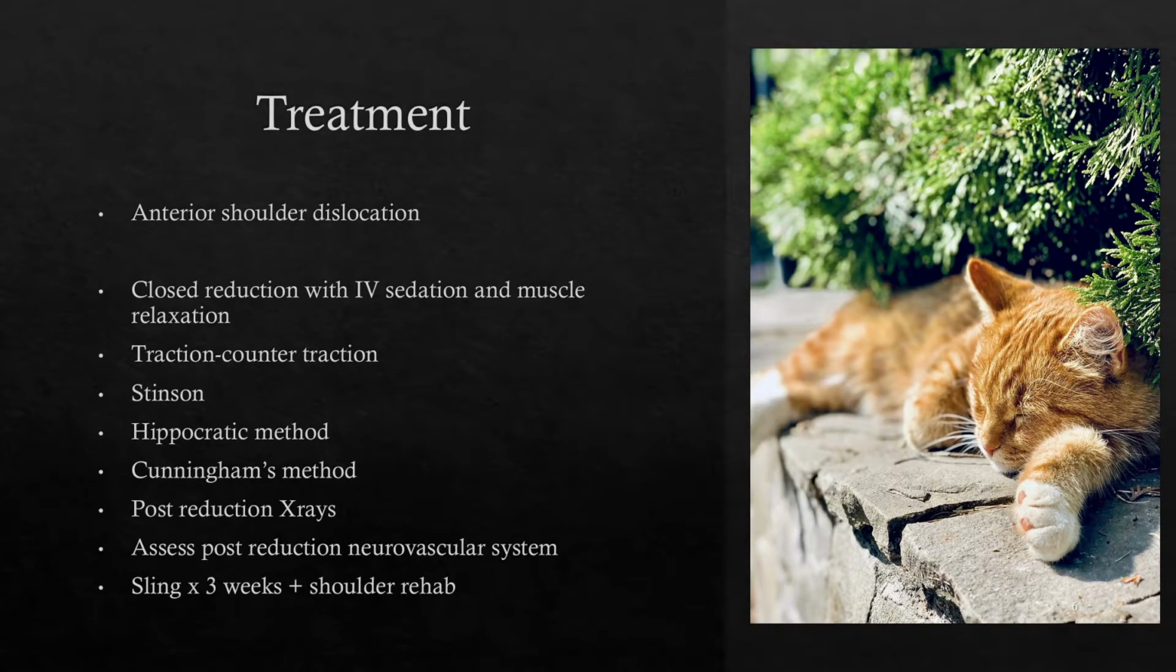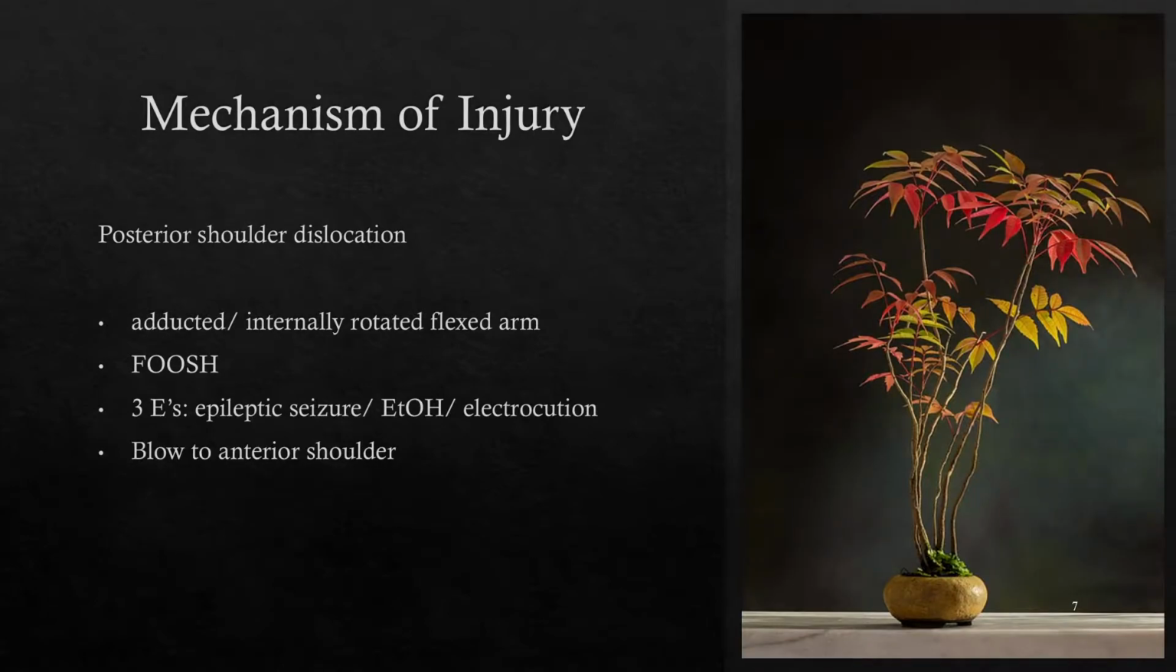For the treatment of anterior shoulder dislocations, we would pursue a closed reduction with IV sedation and muscle relaxation, and then traction, counter-traction reduction, which includes either the Stimson, Hippocratic method, or Cunningham's method. A post-reduction X-ray is always essential, as is assessment of the post-reduction neurovascular system. Sling the shoulder for 3 weeks, followed by shoulder rehabilitation.